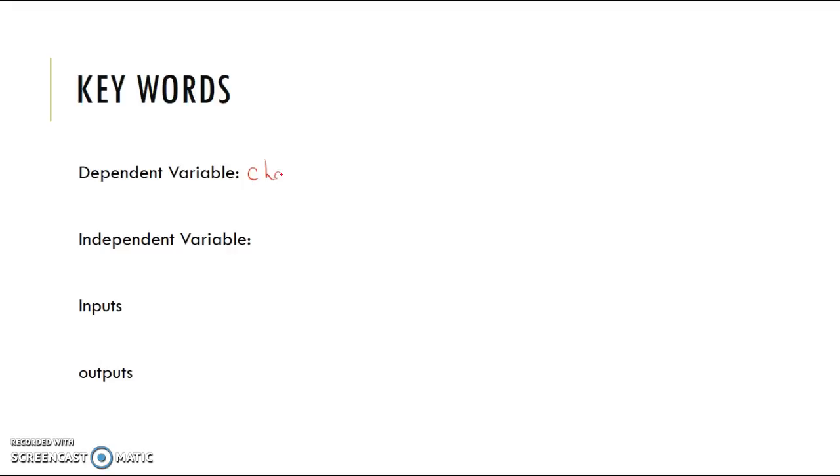I like to think of it, you depend on someone. So it changes in response to another variable. An independent variable is that variable that causes the change.